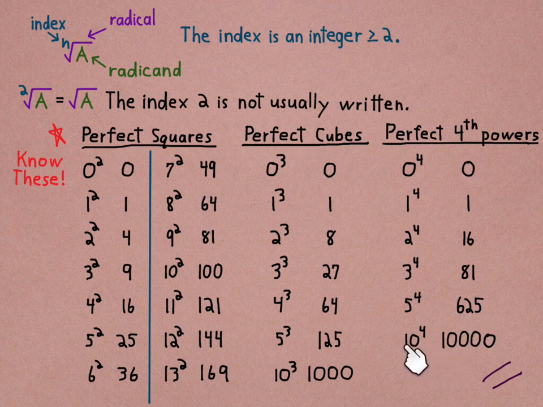And then 10 to the fourth is just a 1 with 4 zeros. 1, 2, 3, 4. So that's 10,000. So fourth root of 10,000 is 10. Okay? So you need to know all of those on that page. A lot of them you already know. Just kind of circle the ones that you don't yet have memorized or are not real confident about, and then work on those.